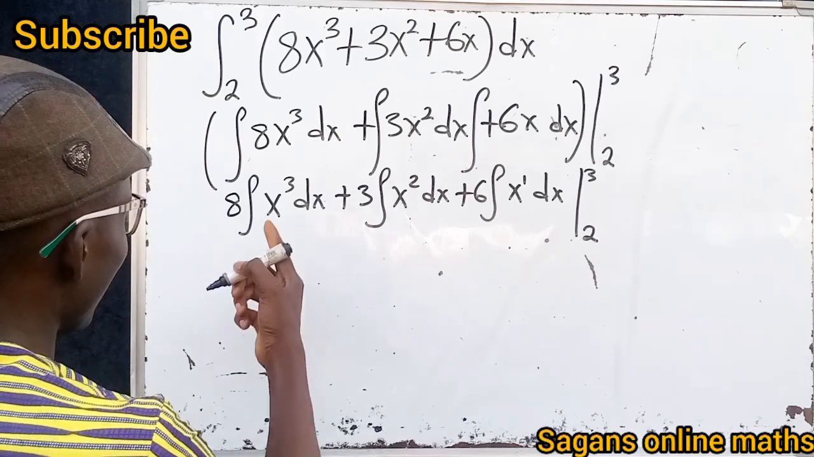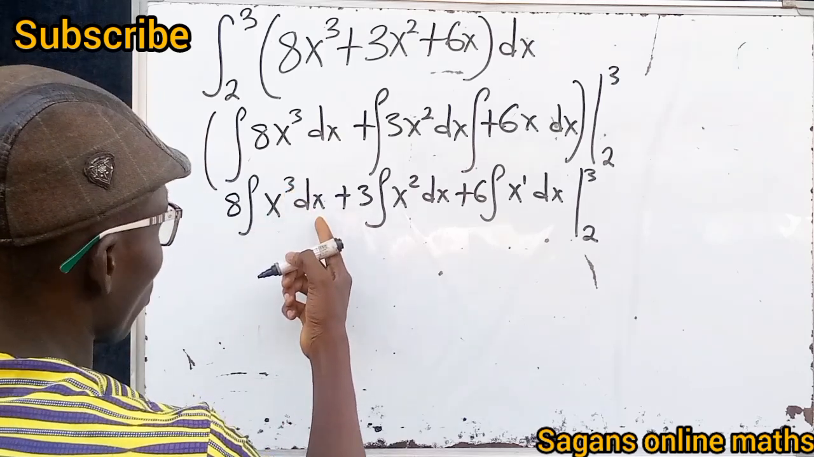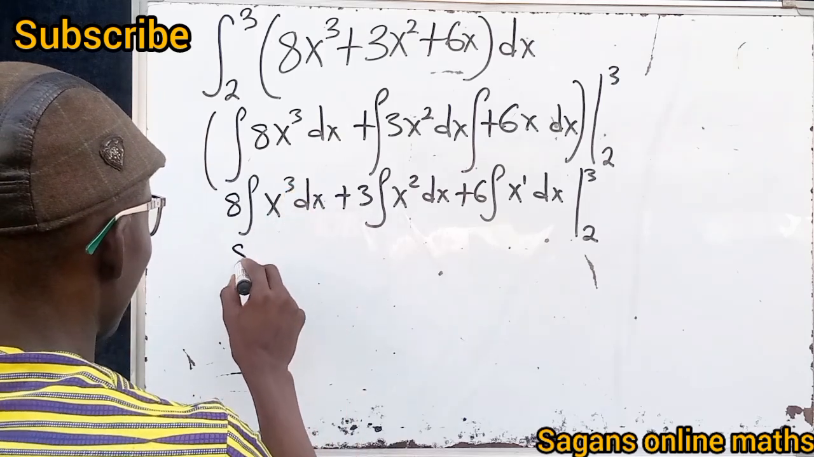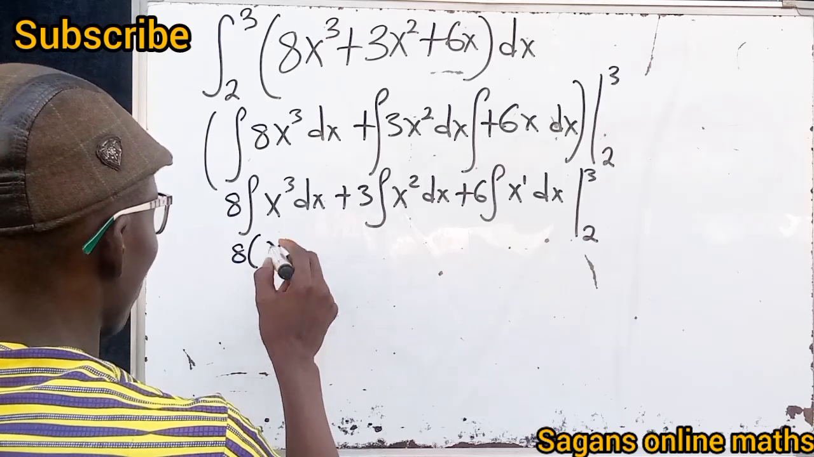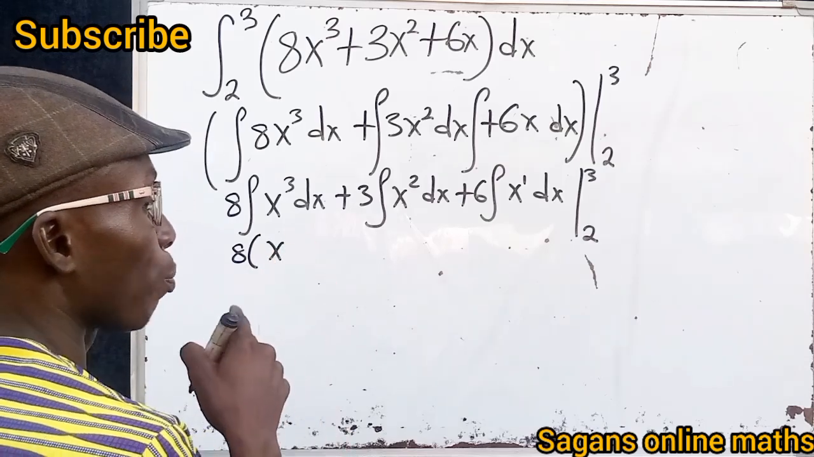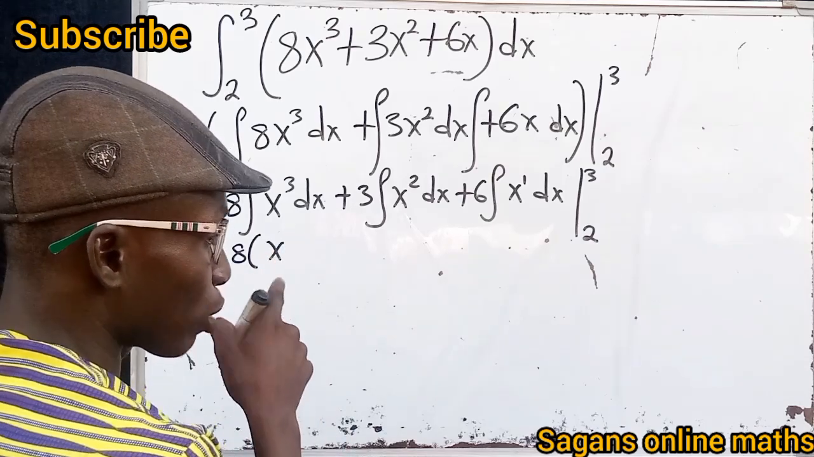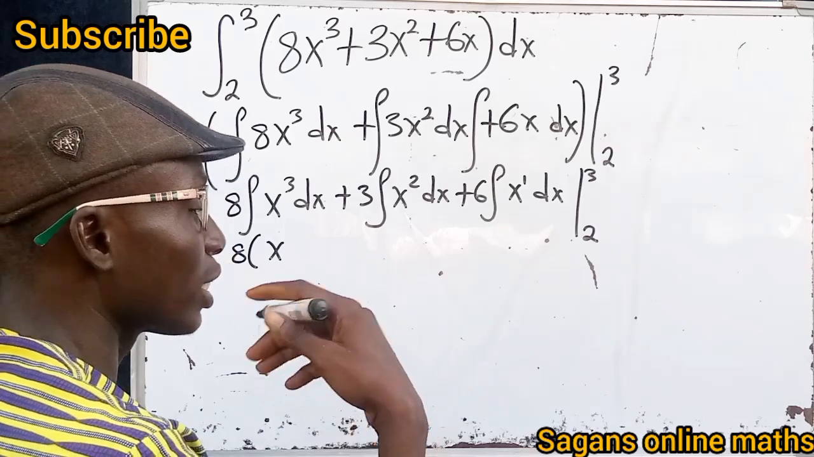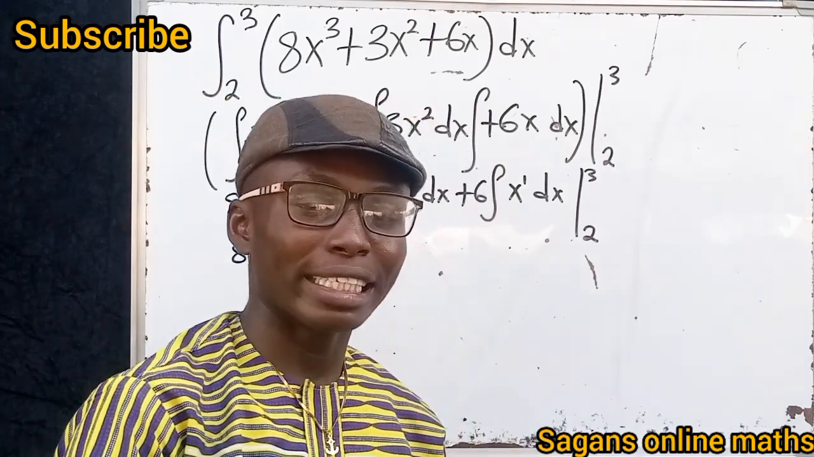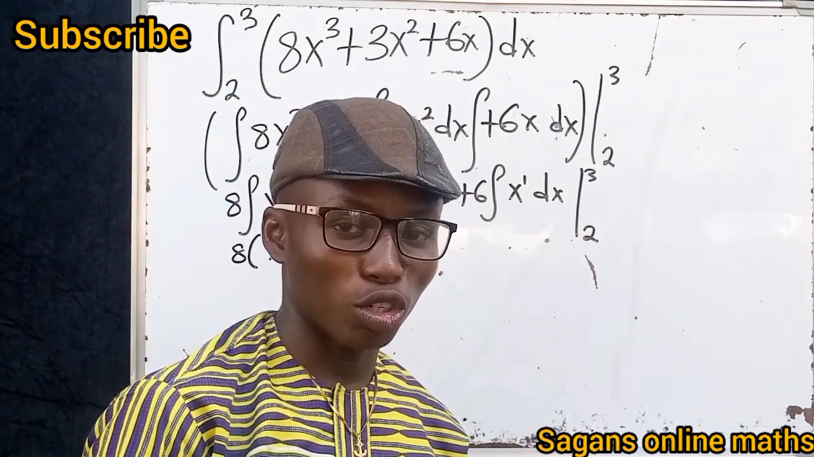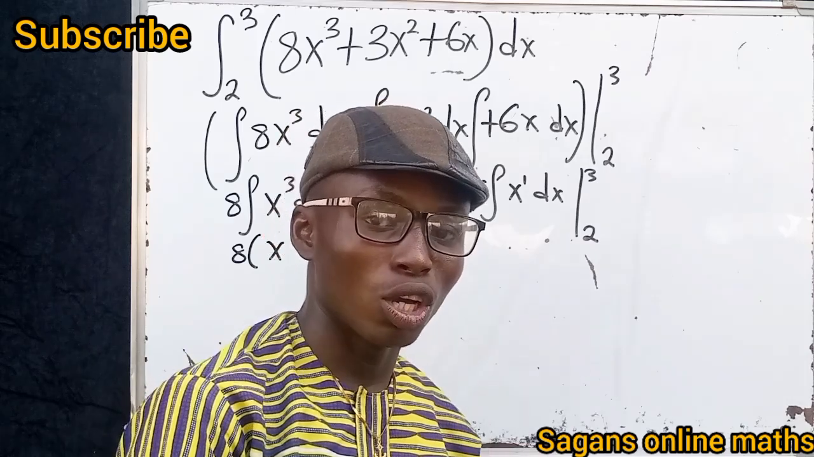Now let's integrate x to the power of 3 with respect to x. We have 8 times x to the power. Remember, when we are integrating, we always add 1 to the power, but when we are differentiating, we always subtract 1 from the power. That's why I say integration is the process of finding the antiderivatives of a function.